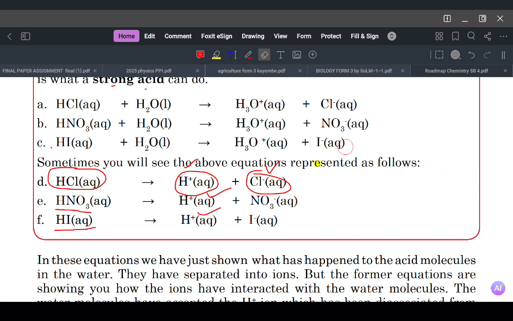Okay, so for the time being, I would like us to stop here so that when we meet again, I'm sure to have us look at weak acids. Weak acids, then we look at strong bases and the weak bases later.